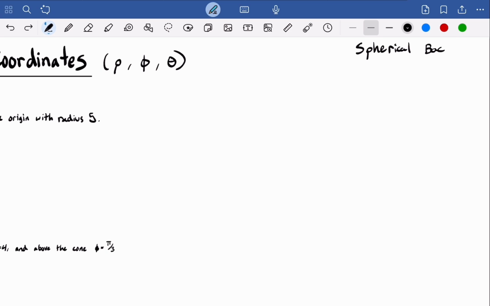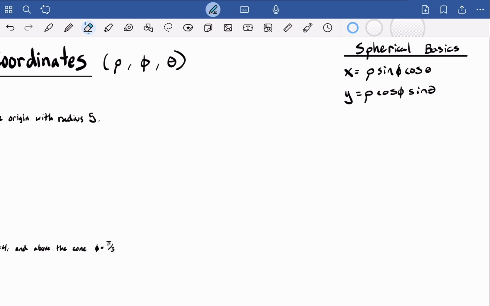But we're going to start off here with the basic translations. So x is going to be rho sine of phi cosine of theta, and y is going to be rho cosine of phi of sine of theta. Double check here, because this, yep, we're going to swap these two, or this one right here.